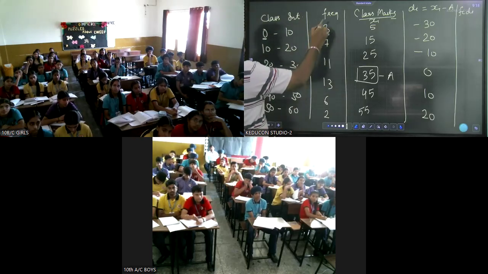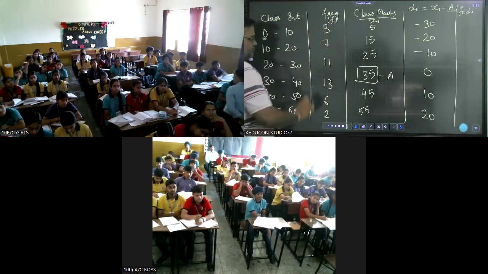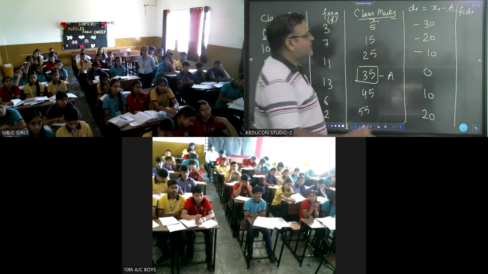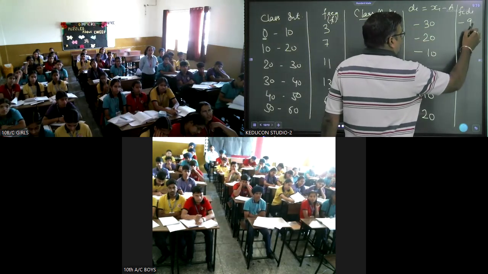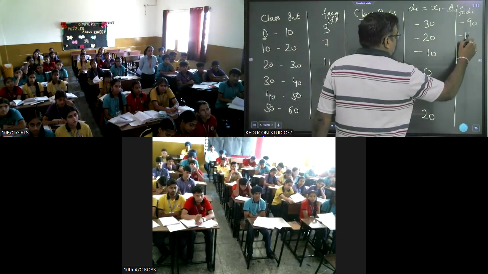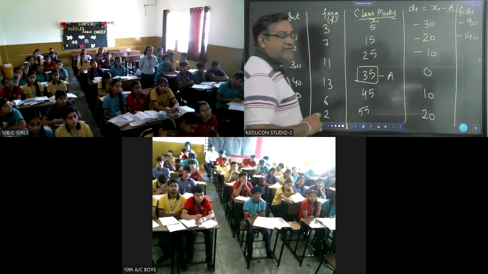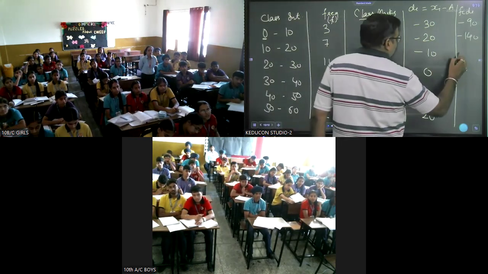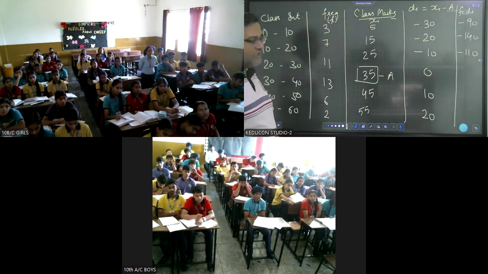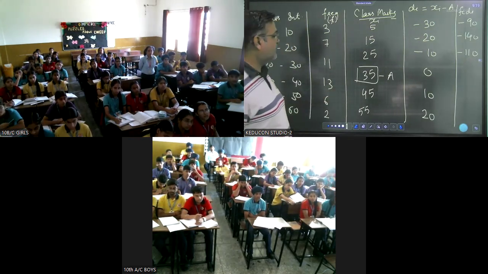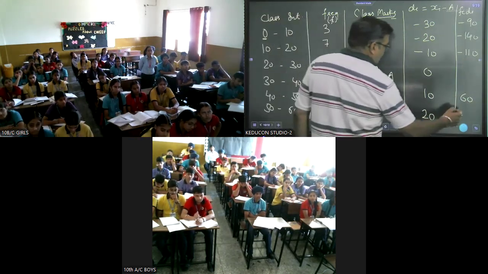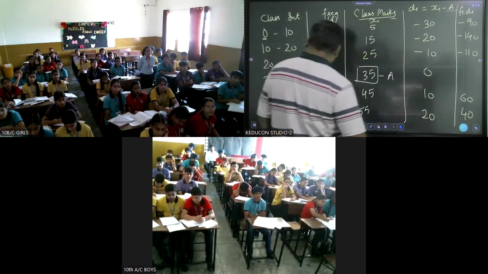Next column you will take the product of frequency and di. Means this is fi, product of fi and di. 3 into minus 30, minus 90. 7 into minus 20, minus 140. Minus 10 into 11, minus 110. 0 into 13, 0. Don't write 13, children. 6 into 10, 60. Then 2 into 20, 40.